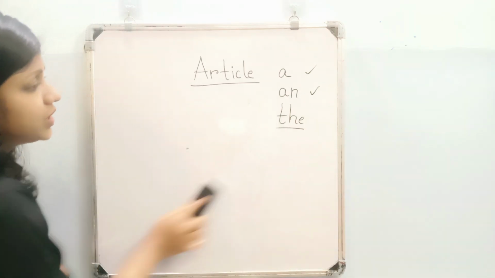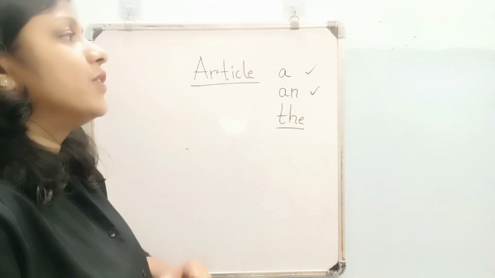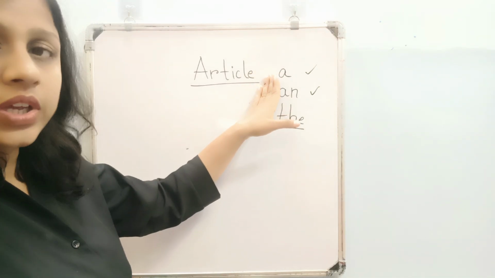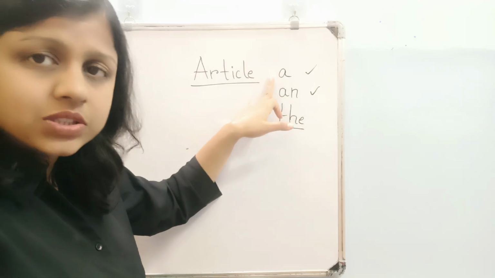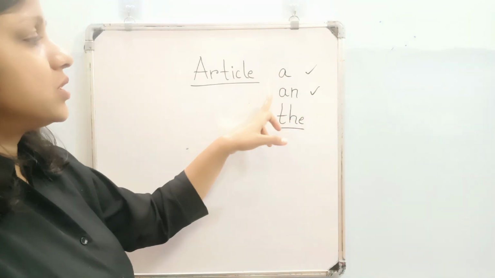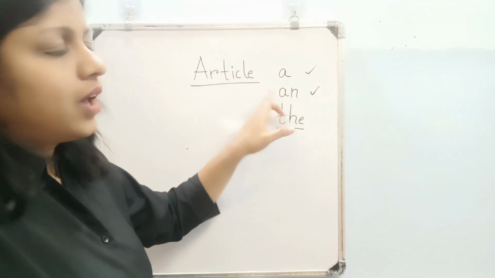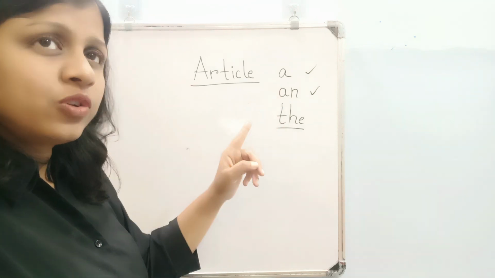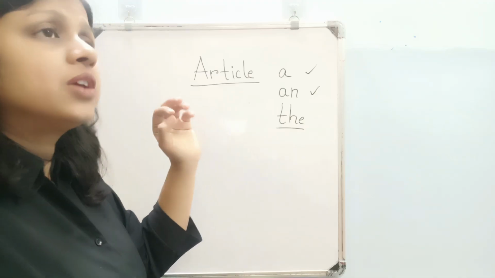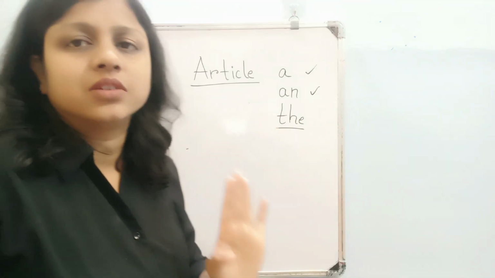Now, till now we understood if a word is starting with a consonant, we have to use the article a. If it's starting with a vowel, we use the article an. And if we are talking about something unique, something which is one, or anything particular, we use the article the.